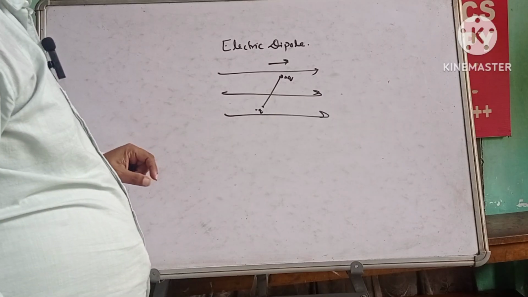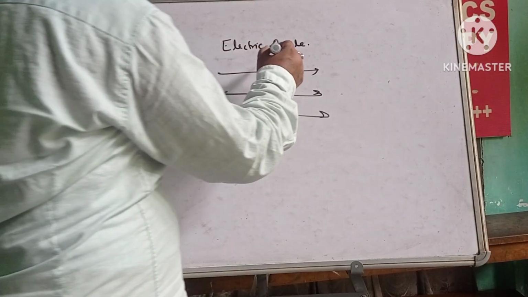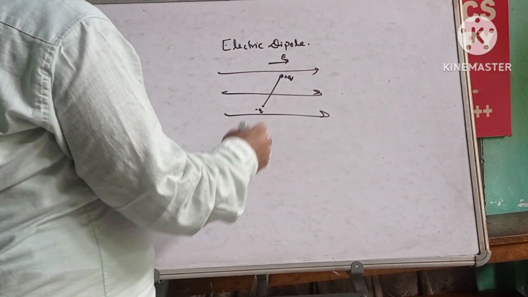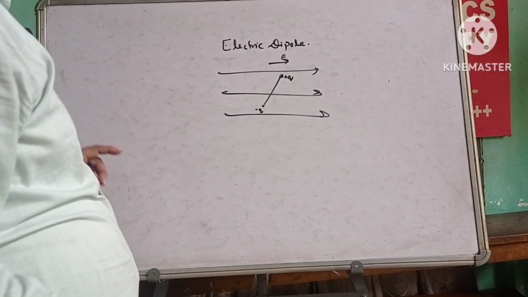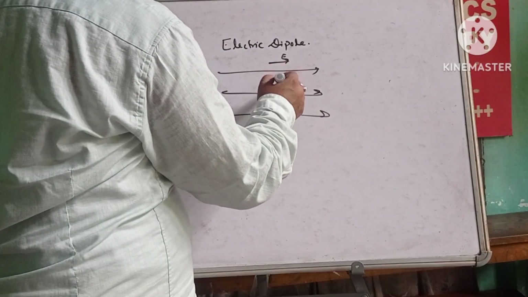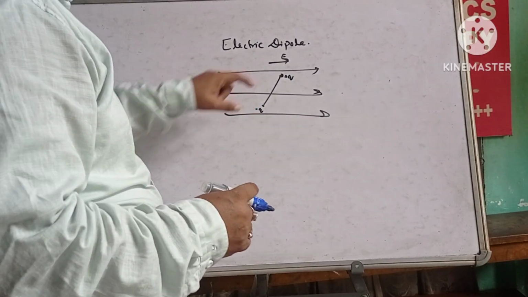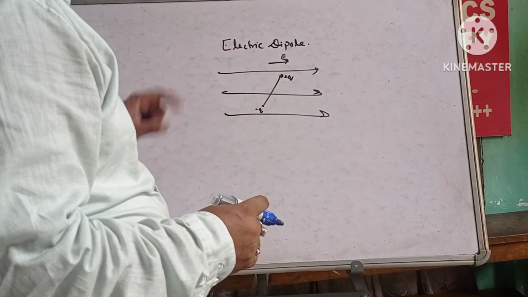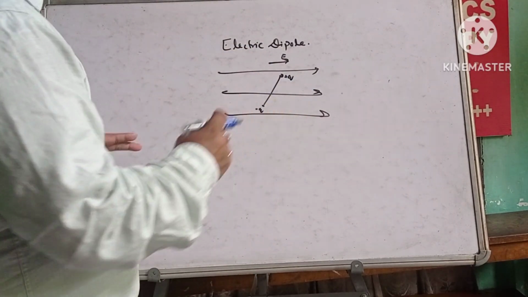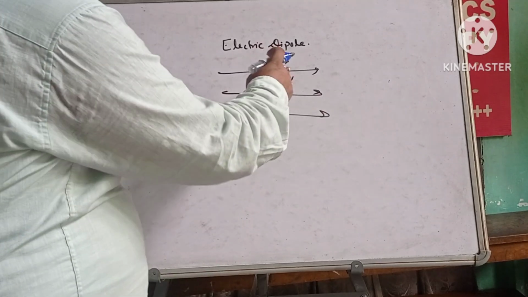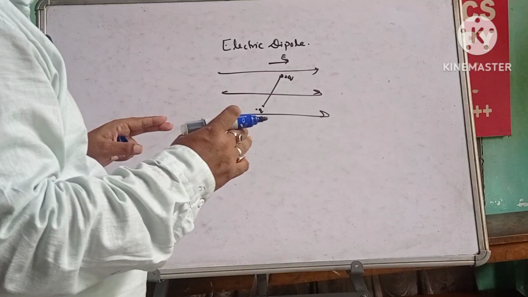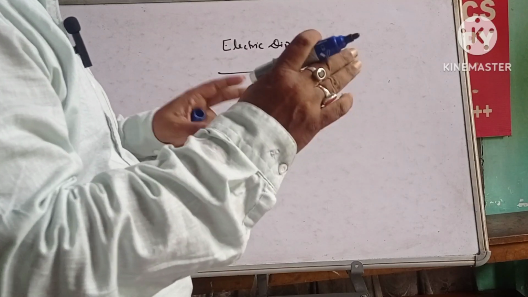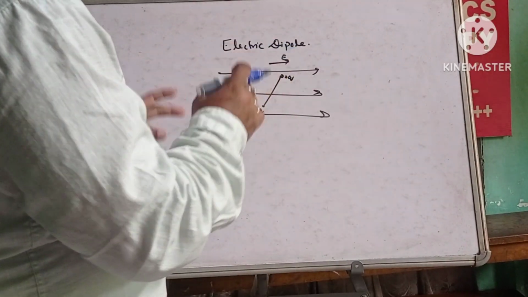dipole moment. In this external electric field, the net force is zero, no doubt. But the two forces acting on plus Q and minus Q are separated by a distance, which results in a torque.